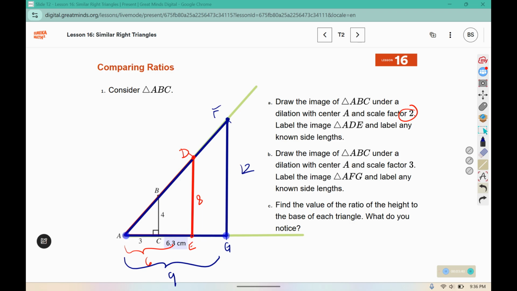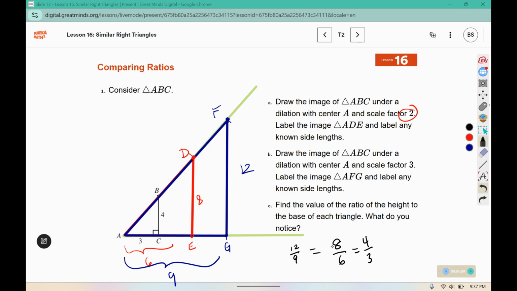Find the values of the ratio of the height to the base of each triangle. What do you notice? So we have 12/9, the height to the base, 8/6, and 4/3. I notice these are all equivalent fractions.